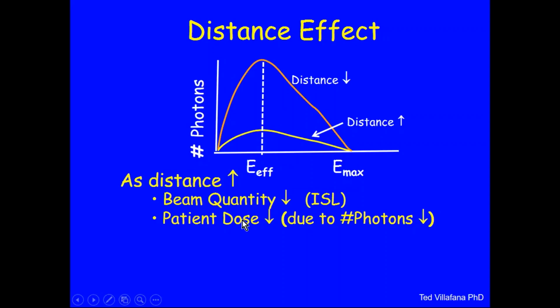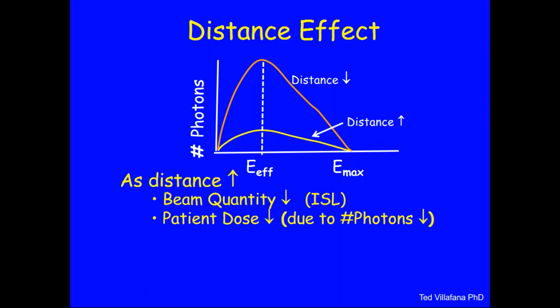And so in a quick statement, we say that as distance goes up, the beam quantity goes down. And why does that happen? Inverse square law. We talked about that earlier. Inverse square law is the mathematical law that describes the variation of radiation intensity with distance, the very thing we're talking about.